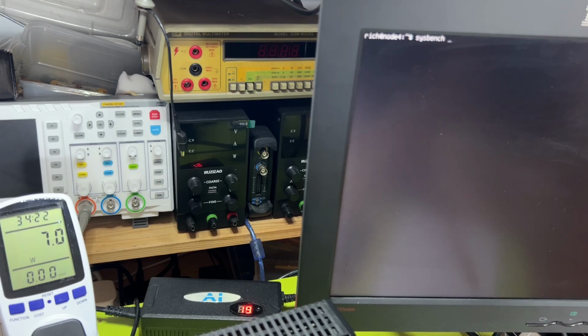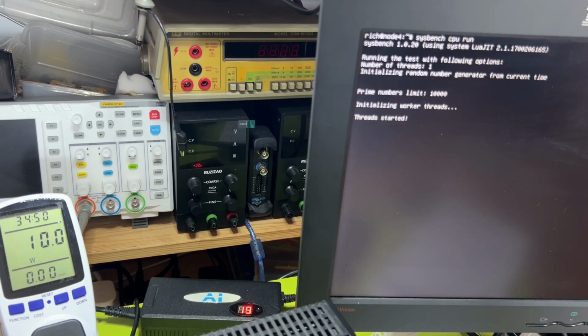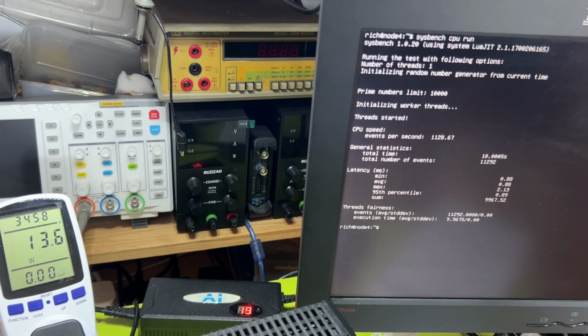Sysbench set up. So we run, I'm going to make a note of all this stuff. So Sysbench CPU run. Maximum power rating 12, 13.6, 13.8. So 13.6 was the maximum. So the CPU does 1,128 events per second, a maximum of 13.6 watts.